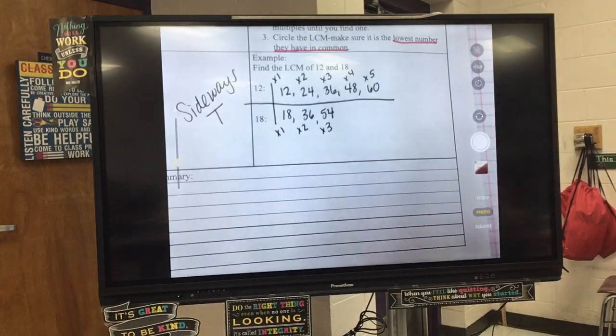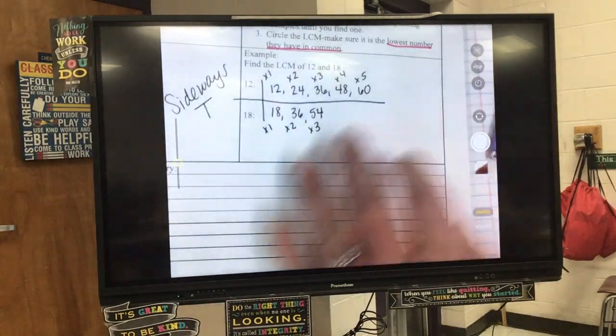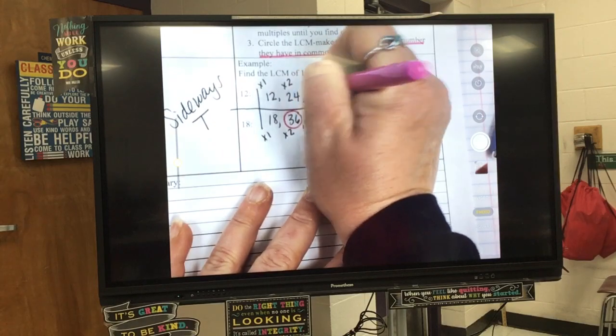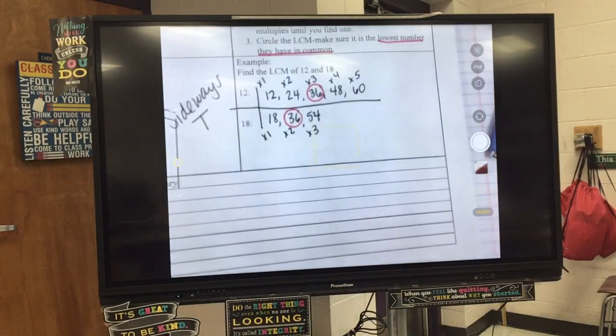Why am I going to stop? Because you already have a multiple. Right, I already have my least common multiple. There's no reason for us to keep going, right? So your least common multiple is going to be 36, okay?